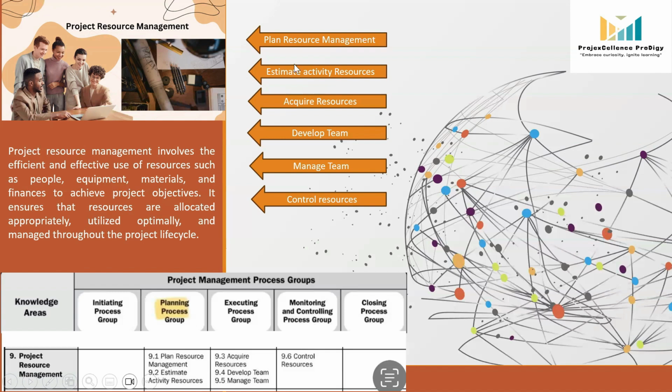Plan resource management. In this process, we define how to estimate, acquire, manage, and utilize the physical and team resources. Second one is estimate activity resources. So we estimate team resources and the type and quantities of material, equipment, and supplies which are necessary to perform the project work.